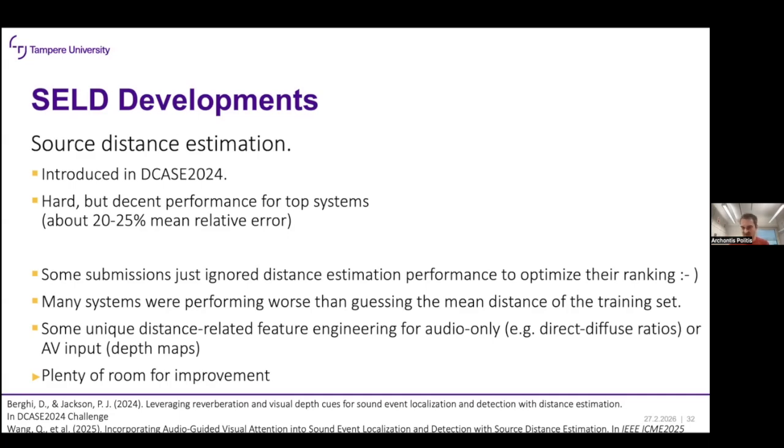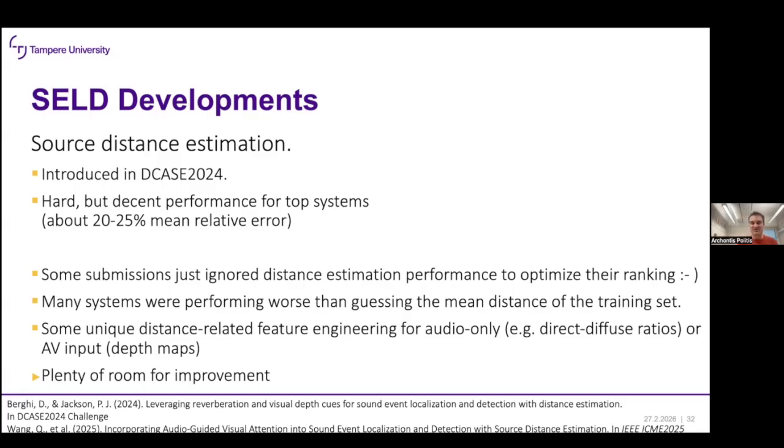Similarly, the results from the submissions were showing that the task was hard, but we had decent performance for the top performance of the challenge. That was about 20 to 25% mean relative error, which means that if the ground truth distance was 1 meter, then you had 20 centimeters of error. If it was 10 meters, then you had 2 meters of error.